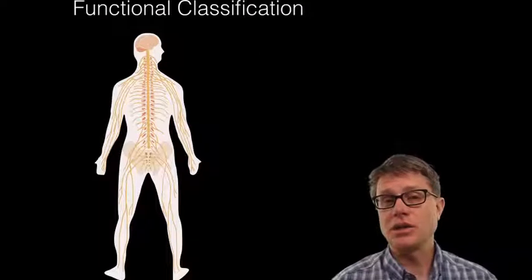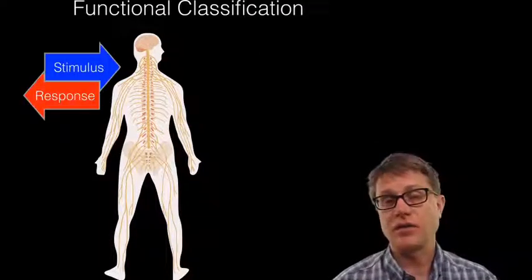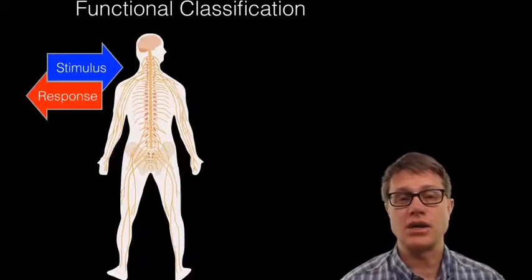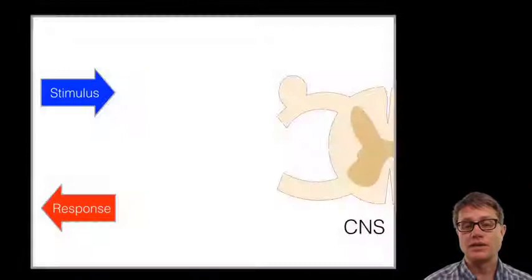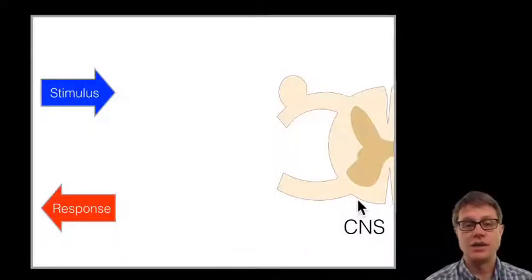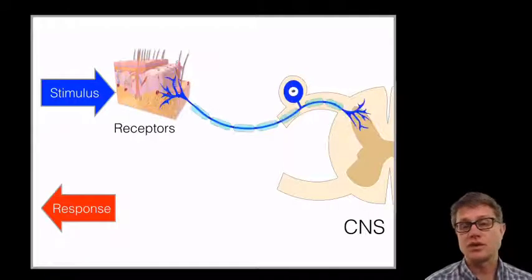Now, neurons can also be classified according to their functional classification. Those that take in information, stimulus, coming in from our environment, and then the response that we have. So if we move that to the central nervous system, we're looking at a cross-section of the spine. We're taking information in from receptors. These could be in the skin, for example, touch receptors, heat receptors, pain receptors. And so we have to transmit that information to the central nervous system.